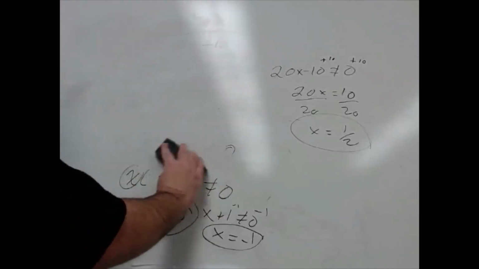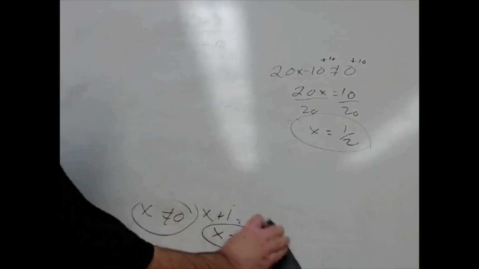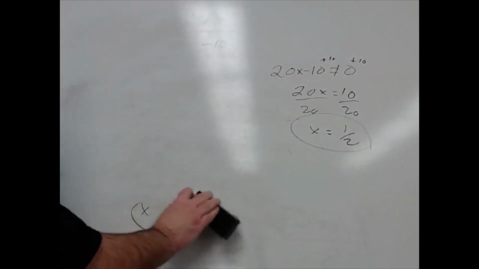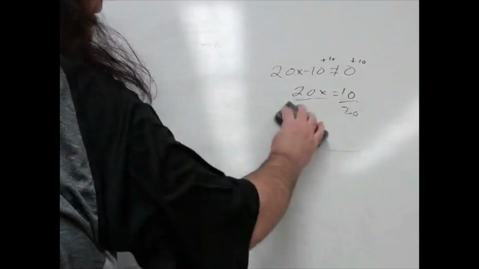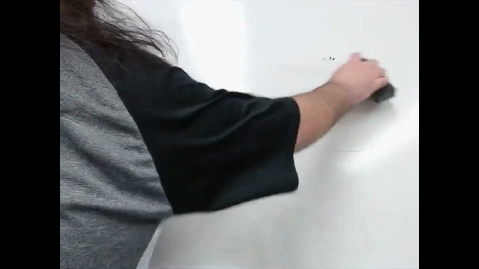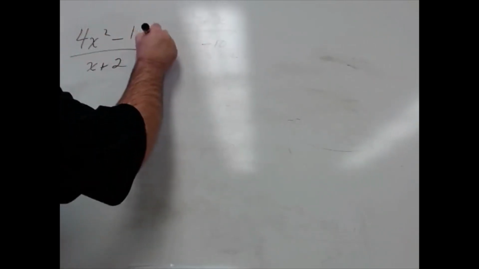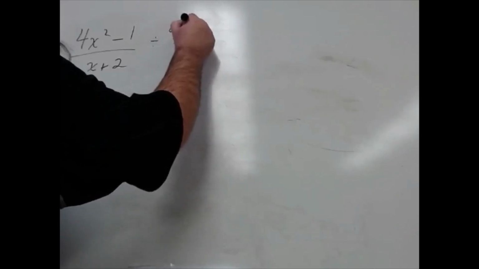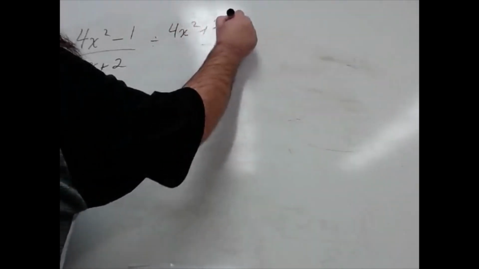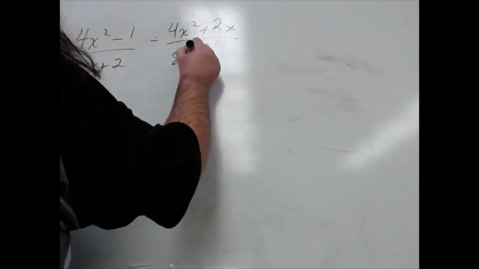Alright, so let's look at one more. This one will also be division, but we'll have something else involved into it. So let's get right into it. So this one is 4x squared minus 1 over x plus 2 divided by 4x squared plus 2x over 8x squared minus 32.